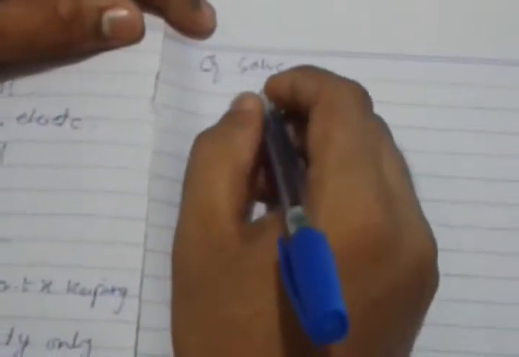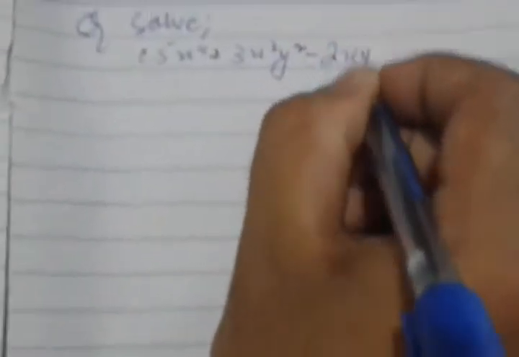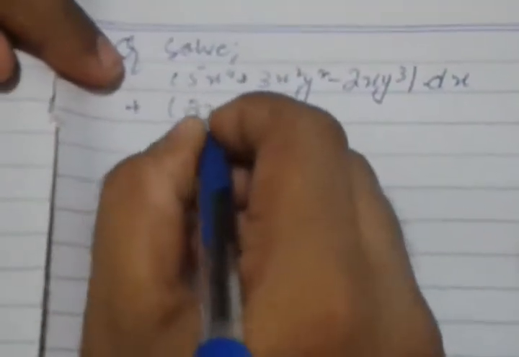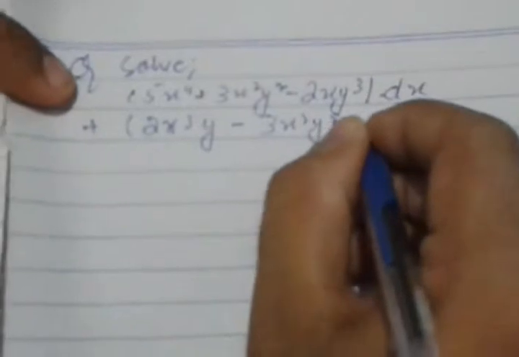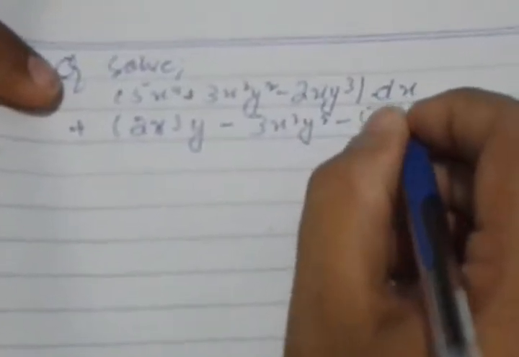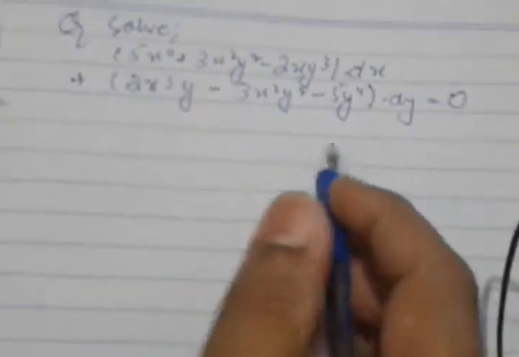Now to make you guys understand this much more clearly, I will solve a question over here so that you can understand very easily. Suppose the question consists of (5x^4 + 3x^2y^2 - 2xy^3) dx + (2x^3y - 3x^2y^2 - 5y^4) dy equals 0. Now here we suppose the M term and the N term.